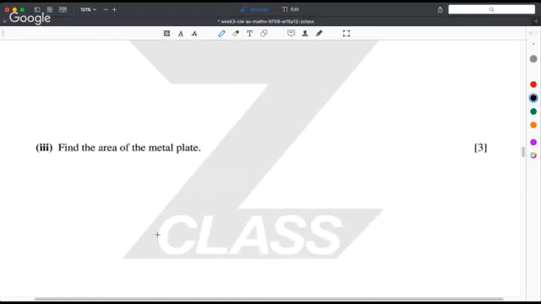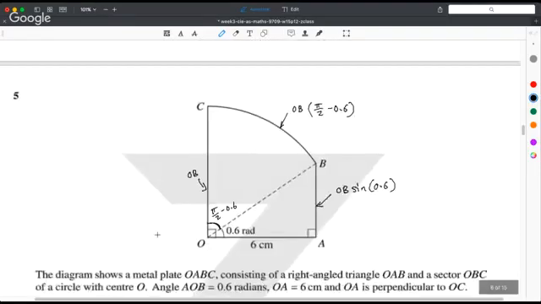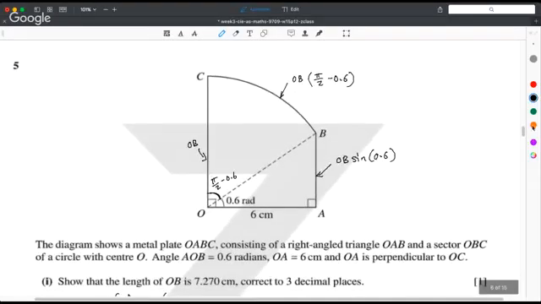And now they want us to find the area, and that's pretty simple as well. The area of this triangle is going to be 1/2 times the base times the height, so that's 1/2 times 6 times OB sine of 0.6. And the area of this sector, it's in the formula booklet, is 1/2 times the radius squared, OB squared, times theta, which again is pi on 2 minus 0.6.